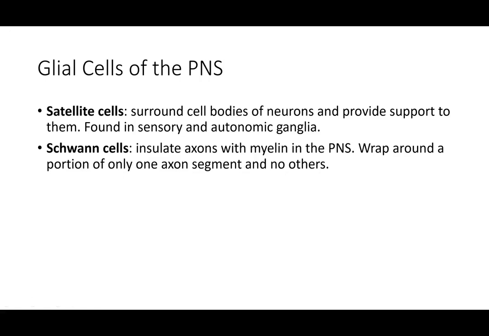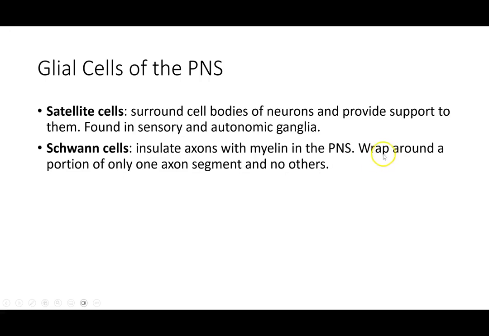All right, moving on to the peripheral nervous system. We have two main support cells, satellite cells and Schwann cells. Satellite cells are going to surround the bodies of neurons and help support them. So just general support and maintenance and stuff. They're found in both sensory and autonomic ganglia. And then Schwann cells are going to insulate the axons with myelin in the peripheral nervous system.